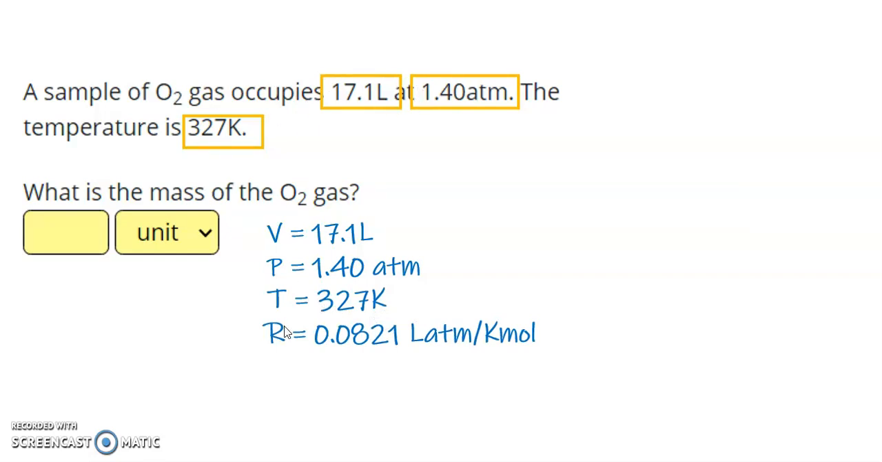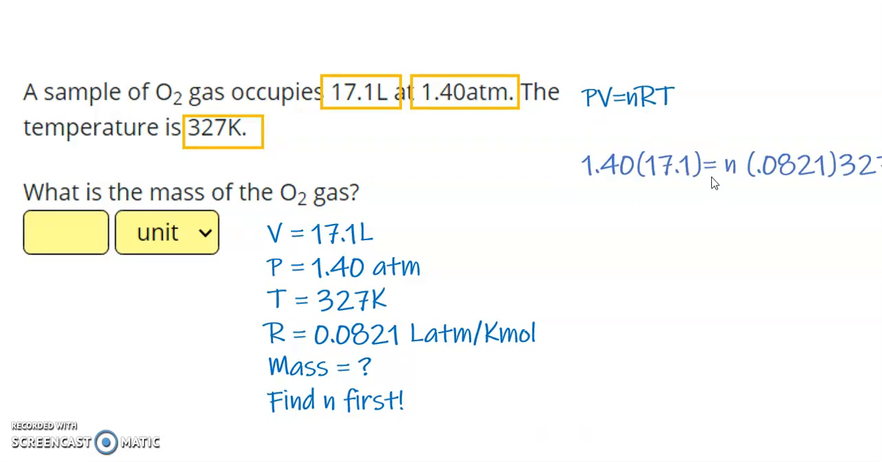My conditions are not changing, so I'll probably use the ideal gas law. So I also know that R, the gas constant, equals 0.0821 liter atmosphere per Kelvin mole. My pressure is in atmospheres as the unit, so I use this number for R. Now I'm looking for the mass, but mass is not part of the ideal gas law equation. Here's the thing. I can find N, which is moles, first, then convert to mass. So I'm going to use the equation PV equals nRT. I'm going to plug everything in.